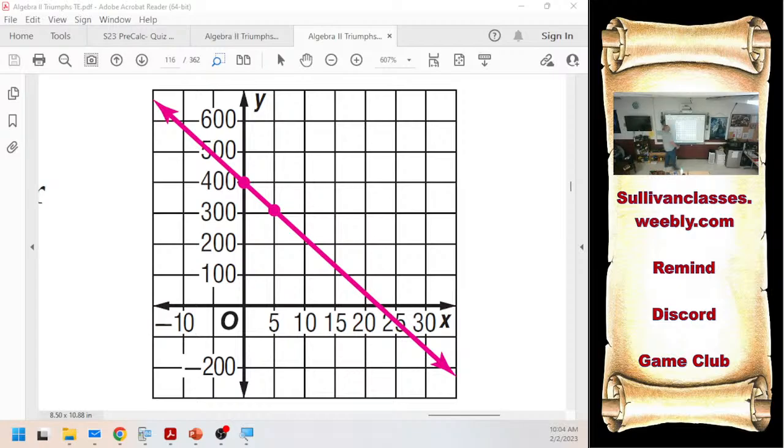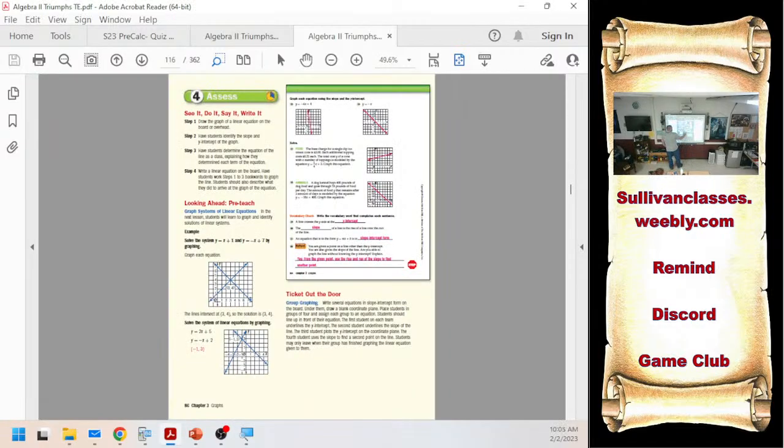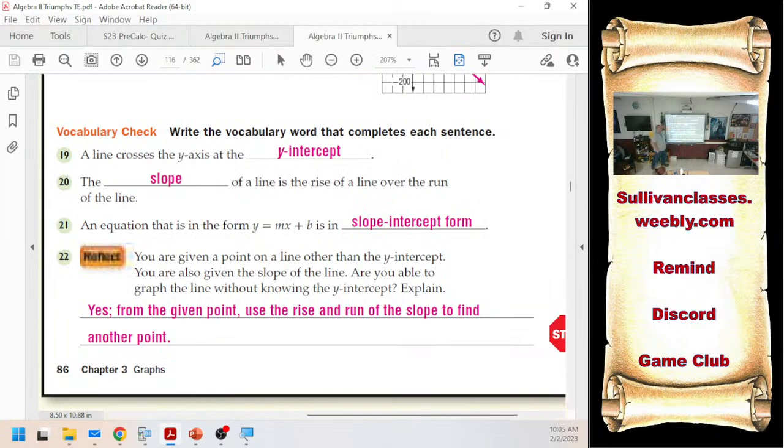Okay, our vocab. Vocab is always on that first page of the section. Just plug her in there. Easy peasy.